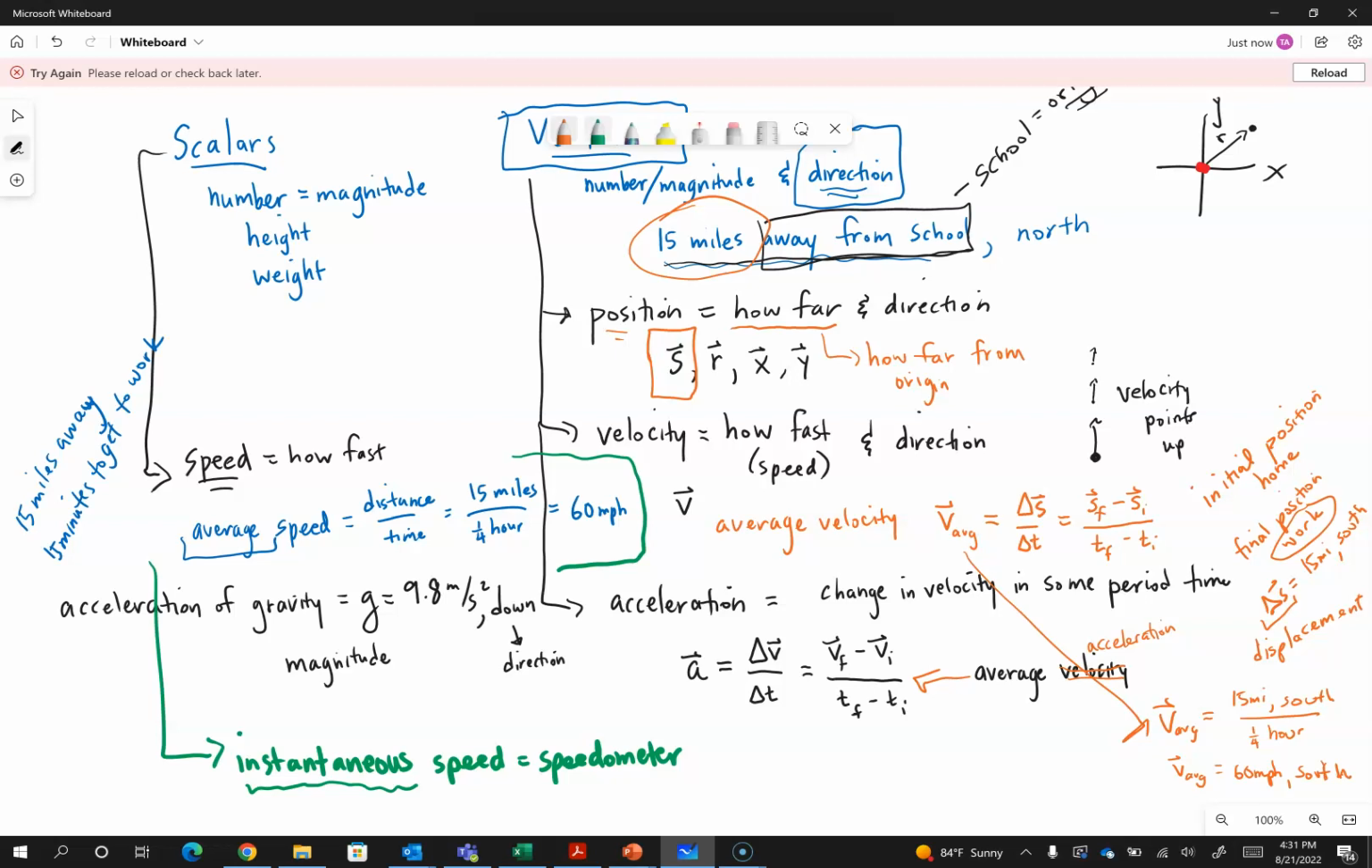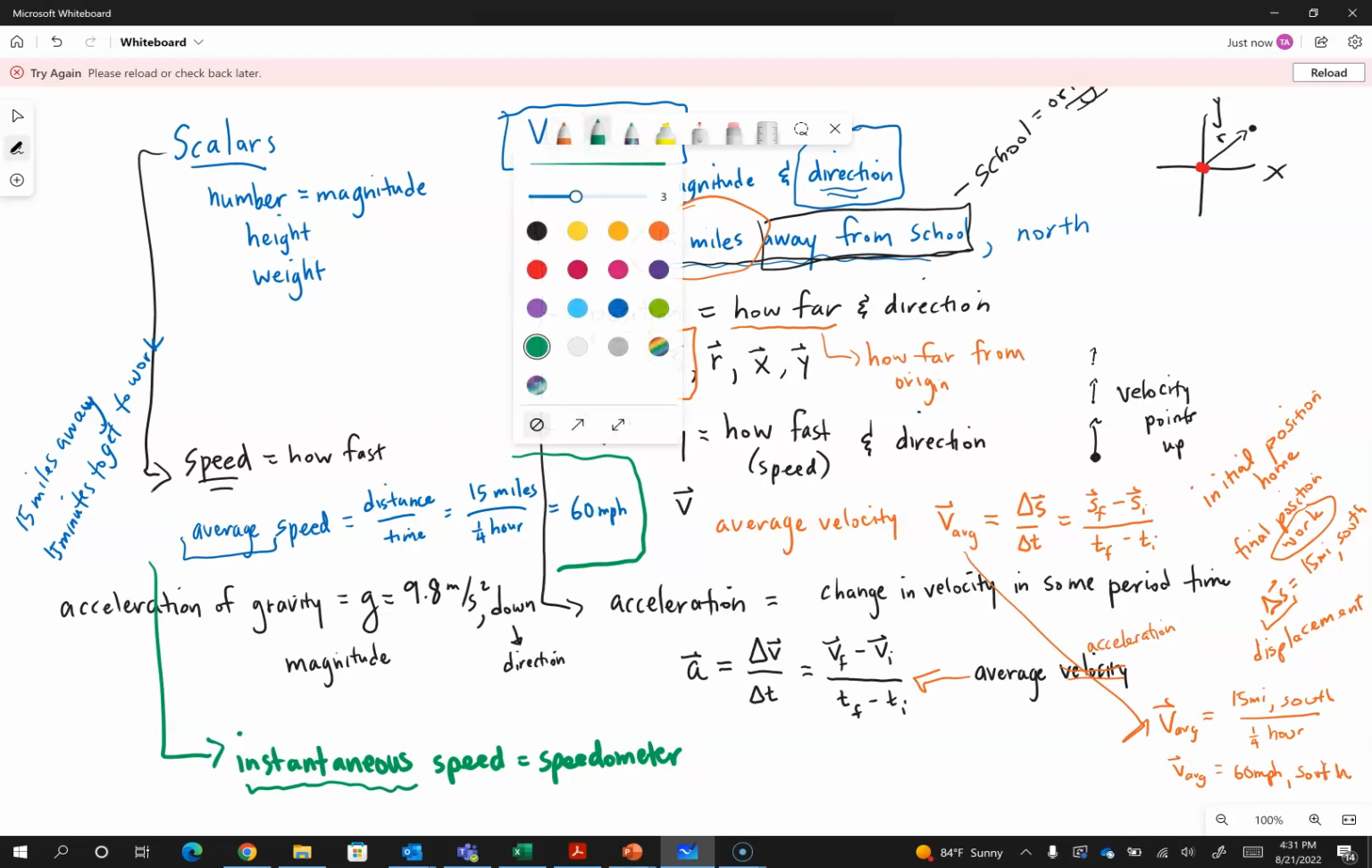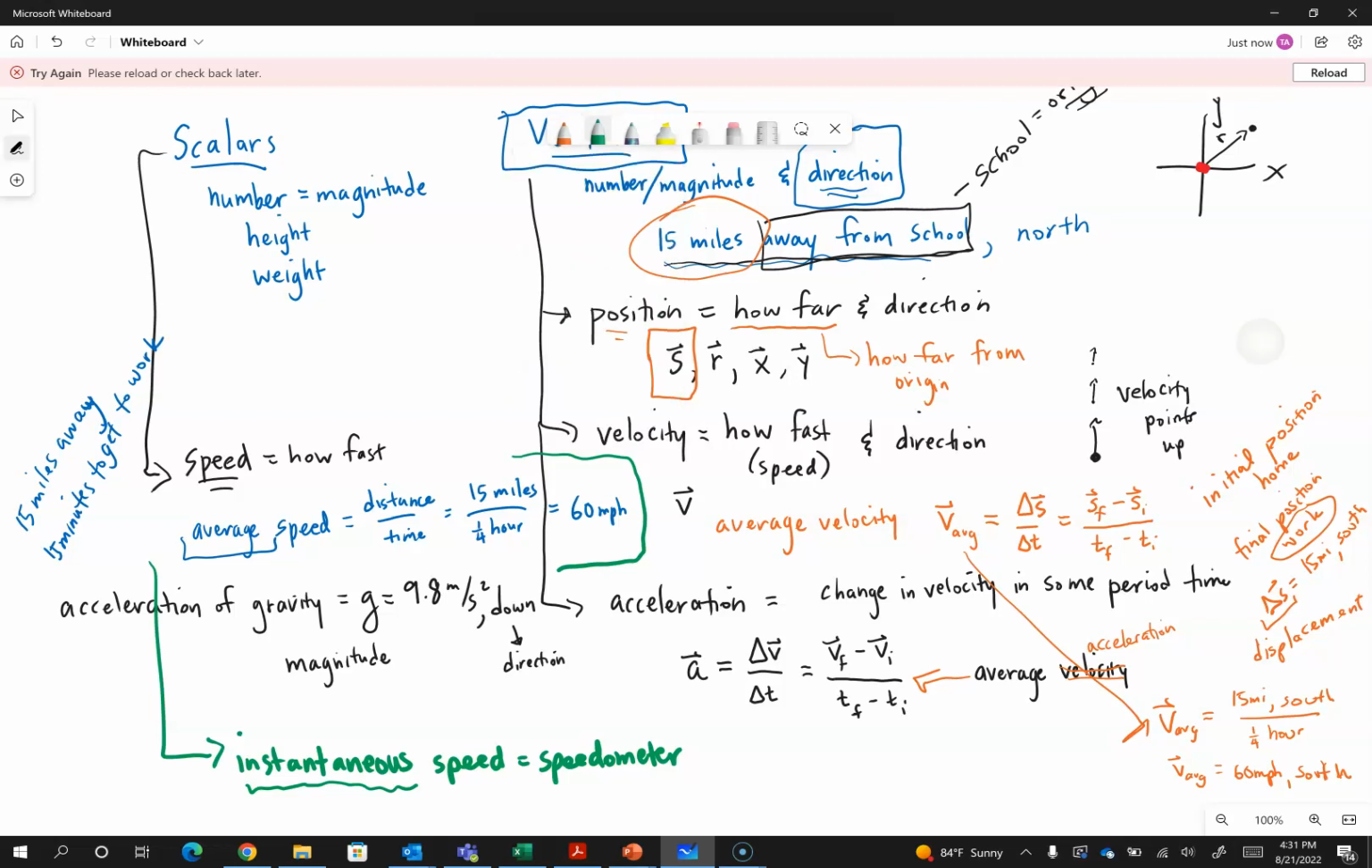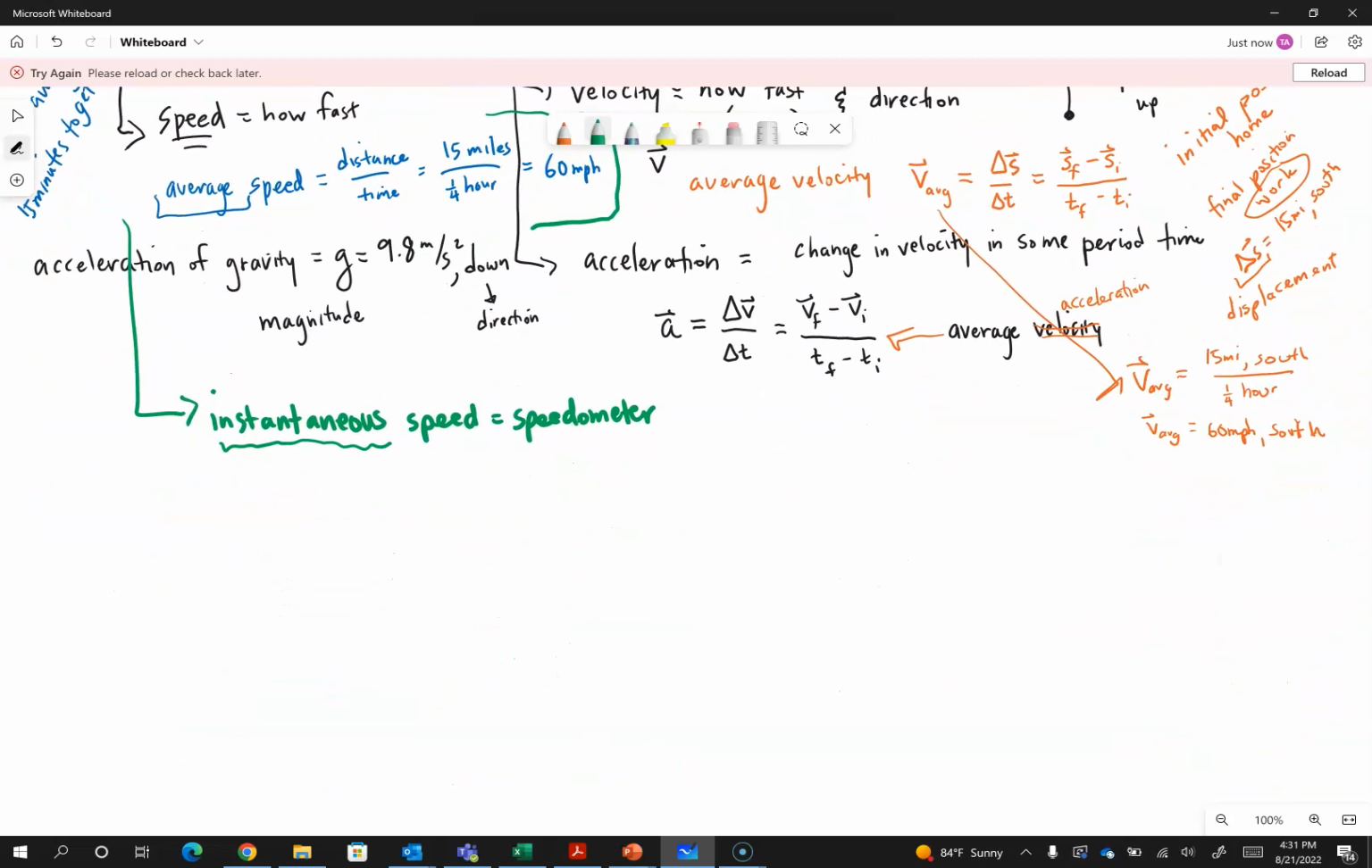But I could ask a different question, and instead of talking about going to work, I could define my initial position, home, and I want to find my average velocity by the time I get home again. So not initial, but final position to be home.